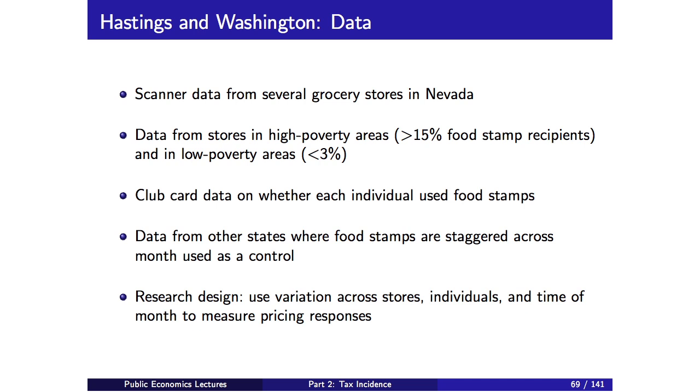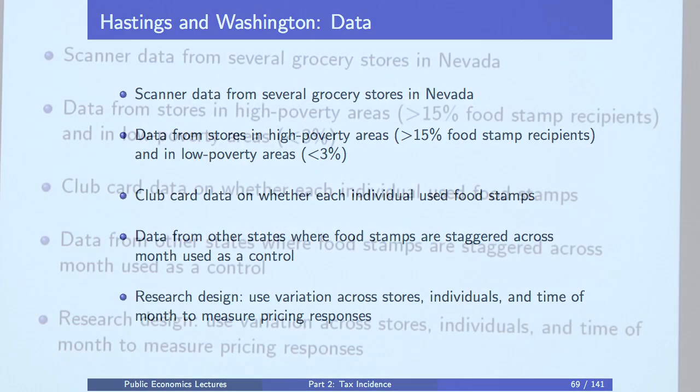They can't say, if you pay with food stamps, we're going to charge you $2 for the bananas, and if you don't, we charge you $1, right? So the incidence is going to occur at the store level rather than the individual level. And then they use data from other states where food stamps are staggered across months as a control. And so the point you can see here, what's very nice about this, what makes it really convincing, is there are lots of dimensions of counterfactuals. They're going to use variation across stores, across individuals, and time of the month to measure these pricing responses.